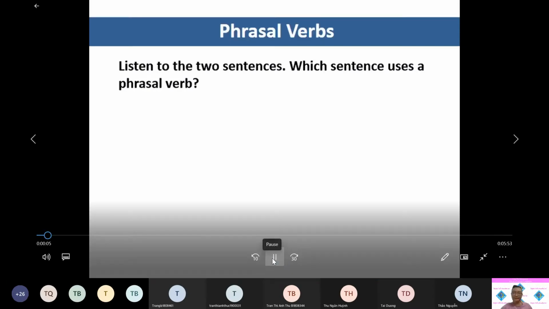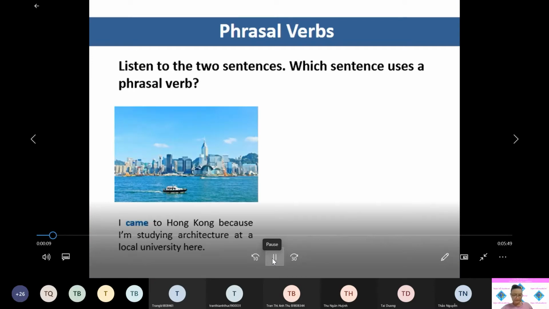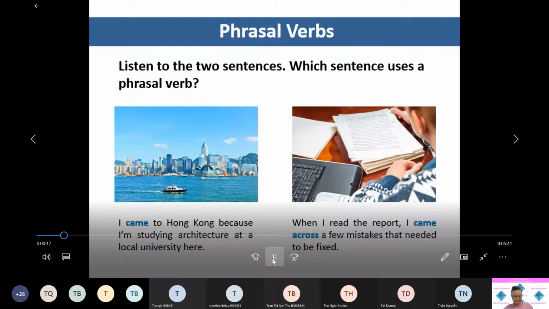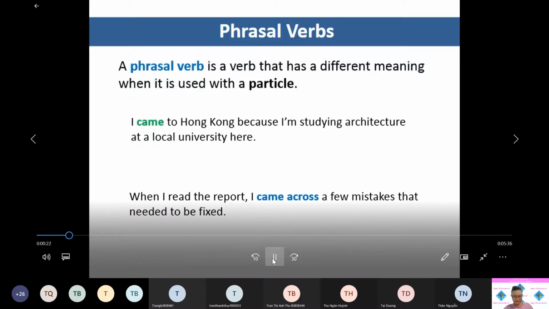Listen to the two sentences. Which sentence uses a phrasal verb? I came to Hong Kong because I'm studying architecture at a local university here. When I read the report, I came across a few mistakes that needed to be fixed. A phrasal verb is a verb that has a different meaning when it's used with a particle. What is a particle? Let's look at an example.